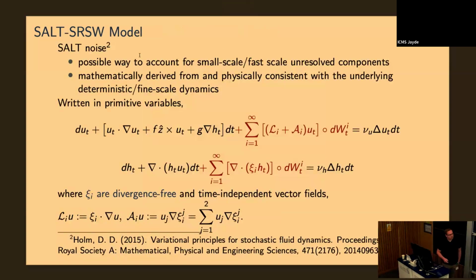Okay, so now the noise that we are using is the so-called SALT noise. This is one possible way to account for the fast scales or the unresolved components from a deterministic fluid model. And the advantage is that this has been mathematically derived and is physically consistent with the underlying deterministic model. This was done by our colleague at Imperial, Darryl Holm, in this paper in 2015. And he derived this noise from variational principles.